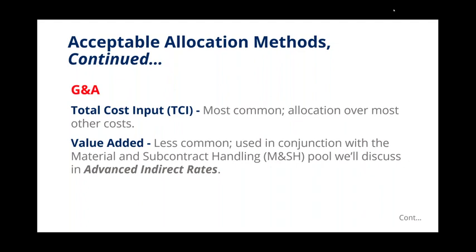The second acceptable method here for G&A is value added. It is less common, and it is used in conjunction when somebody has a material and subcontract handling, or M&SH, pool, which we'll discuss in the next webinar on advanced indirect rates. So if you'll again just take that one and put it to the side, we'll talk about it the next time that we're together.